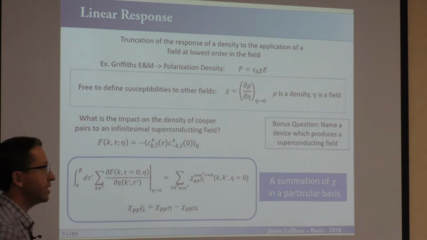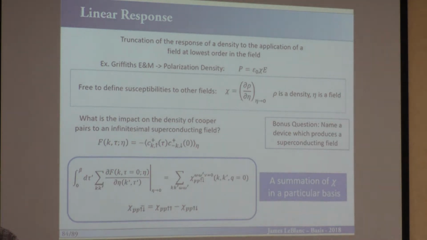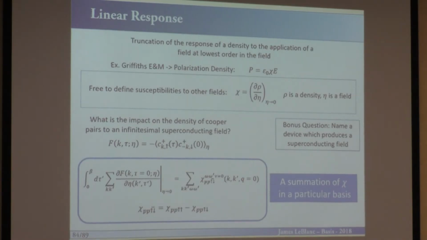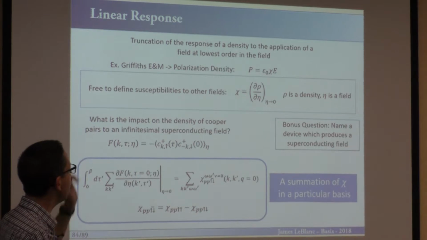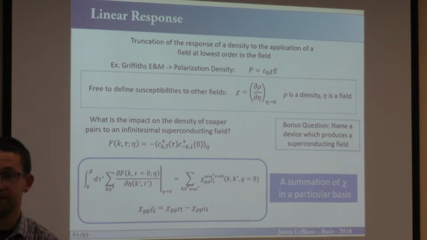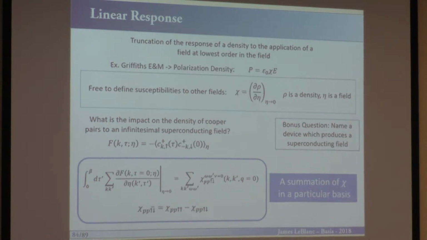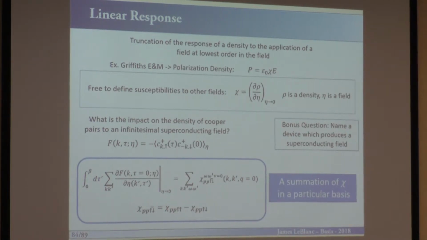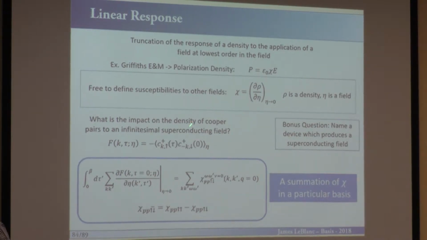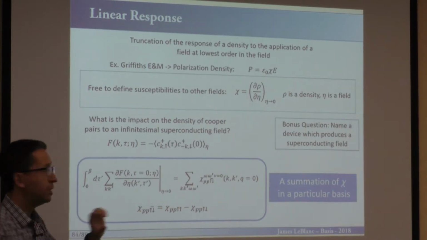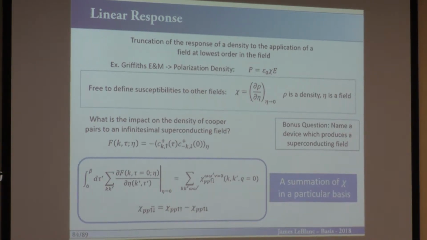But you can look up your polarization density. And your polarization density looks like a susceptibility times the field within linear response. The point I want to make is that we are free to define susceptibilities to arbitrary fields. Okay? So we can define a susceptibility to be some derivative of any density with respect to any field in the limit that field goes to 0. And that's your definition of a linear response susceptibility. Okay? So what we want to know is, what is the impact on the density of Cooper pairs to an infinitesimal superconducting field?